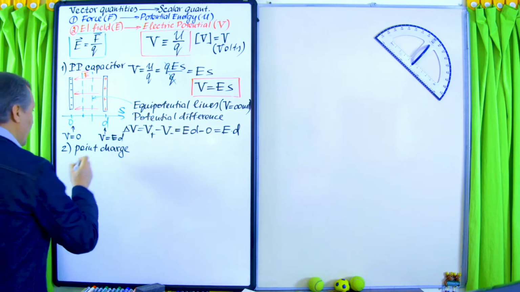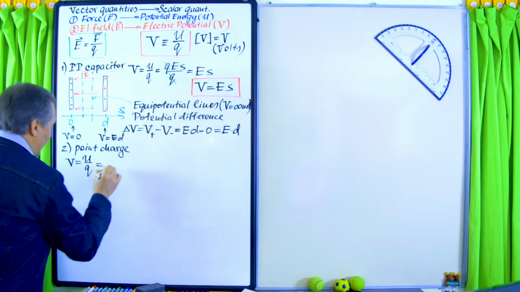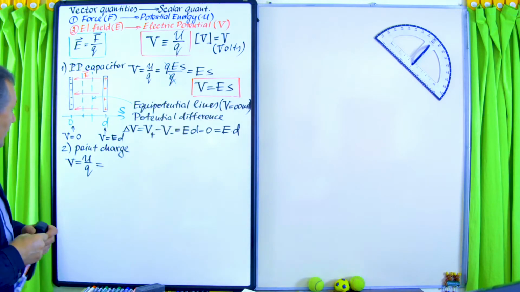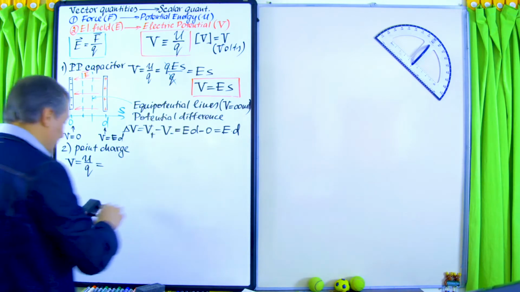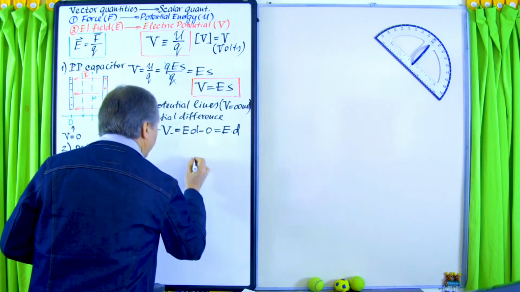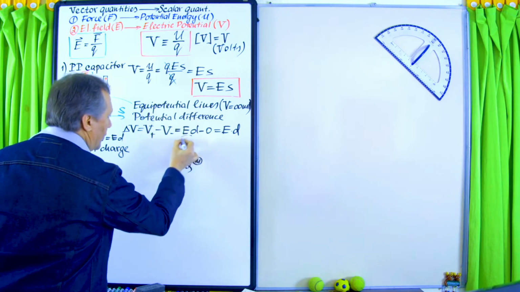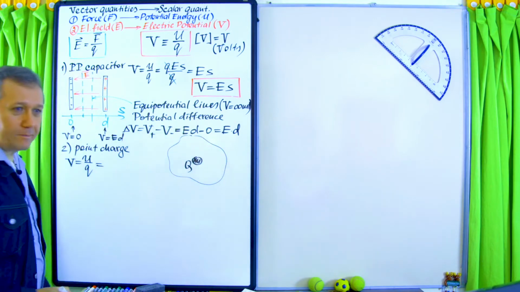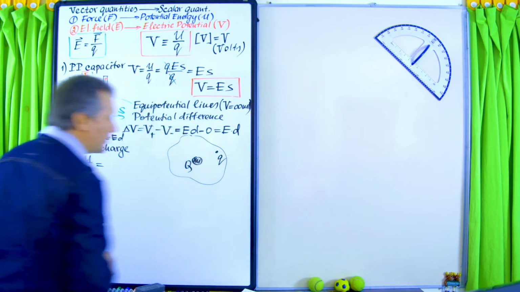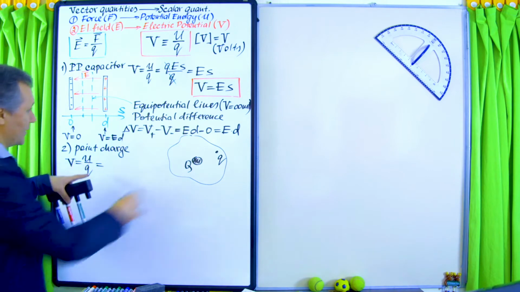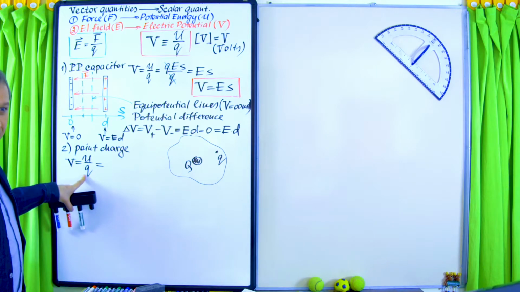V equals U over Q, potential energy. We derive the formula, right? Again, what's the situation? If you have a point charge, let's say Q capital, which creates an electrical aura, right? So this is the electrical aura. And you take a small positive probe charge, position it there, calculate this potential energy between these two charges, and divide it by the value of the probe charge.